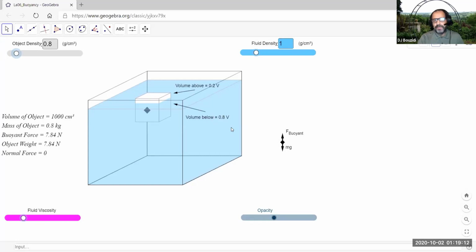So in this case, 4 times, because 0.8 divided by 0.2 is 4, is below the surface of the water. Only 1 in 4, or basically a quarter of the object is above, and 3/4 is below. No, I'm sorry, it's 4/5 is below and 1/5 is above. The ratio is 4 times more below than above. So most of it is actually below the surface of the liquid in this case.